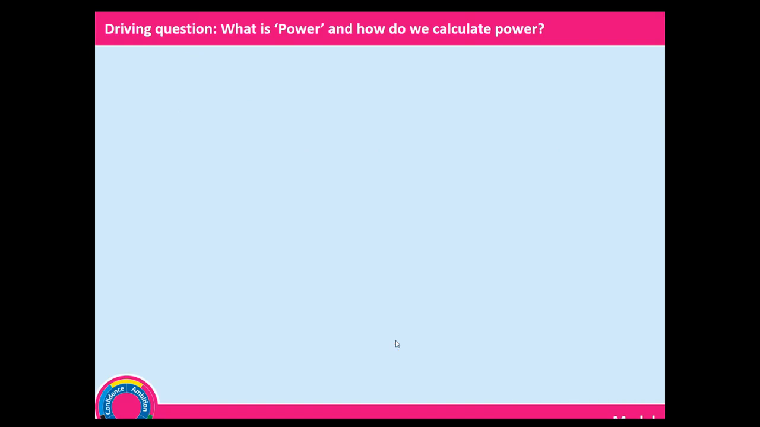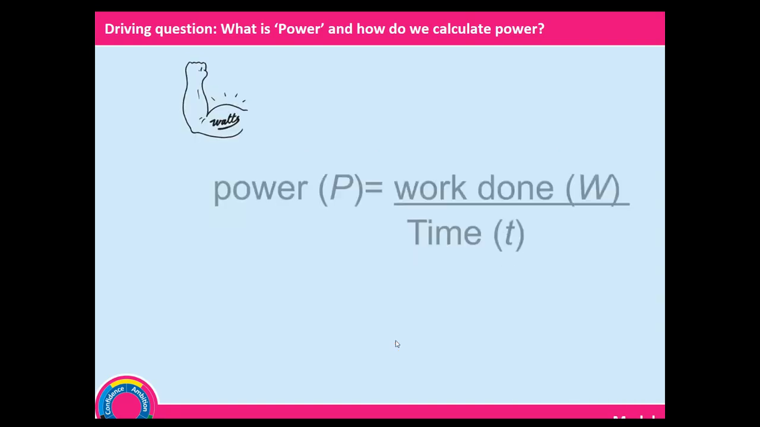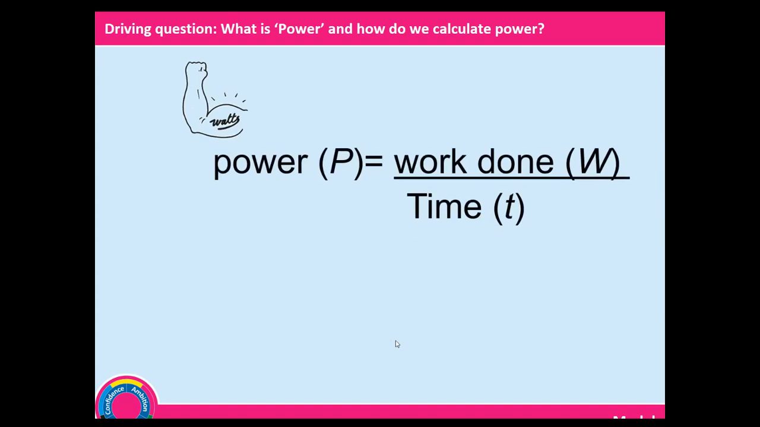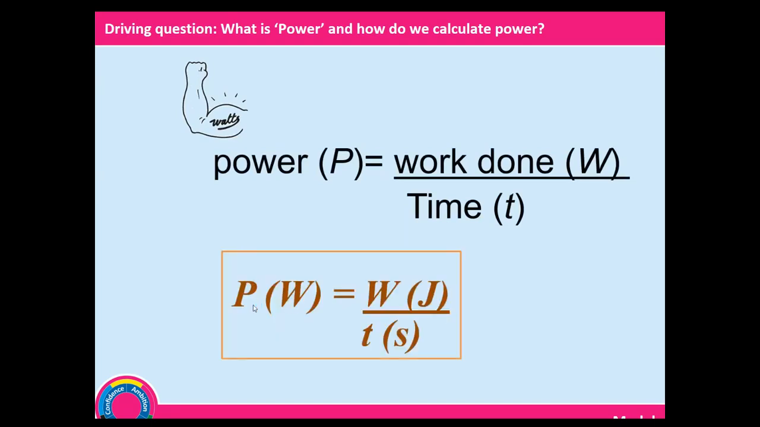Now, the next definition for power: power equals work done divided by time. P is power in watts W, work done W has units in joules, divided by time t in seconds. So these are the two equations for calculating power. You will notice when you compare both equations that we've simply interchanged the words, replacing energy transferred by work done.